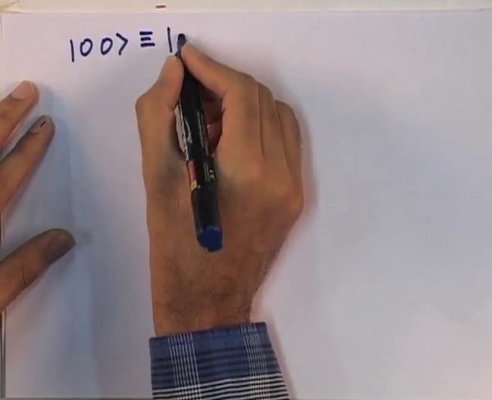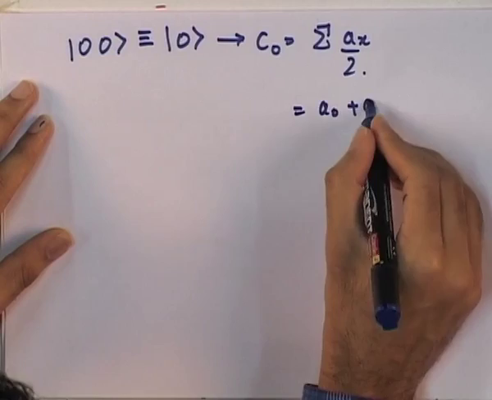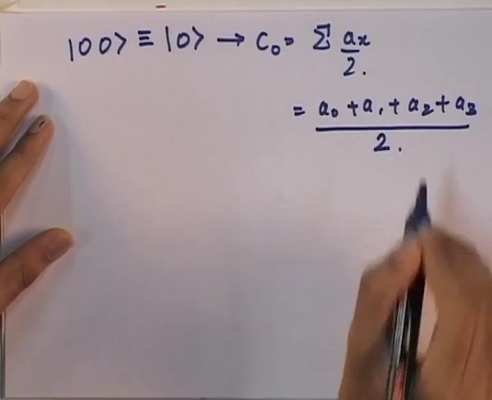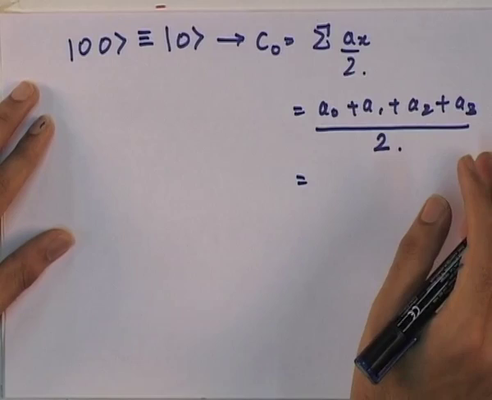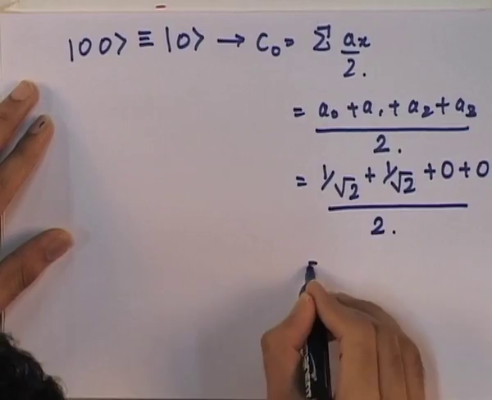So, the coefficient of the state 0, 0, meaning the state 0, 0. So, the coefficient of this state C 0 is equal to summation A x upon 2, which is A 0 plus A 1 plus A 2 plus A 3 upon 2. Now, A 0 and A 1 are 1 upon root 2 each. So, we have 1 upon root 2 plus 1 upon root 2 plus 0 plus 0 upon 2, which is 1 upon root 2.